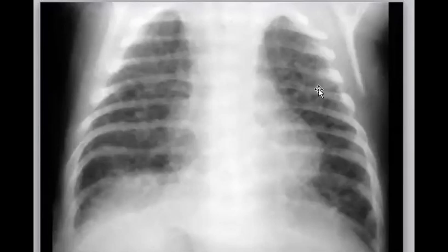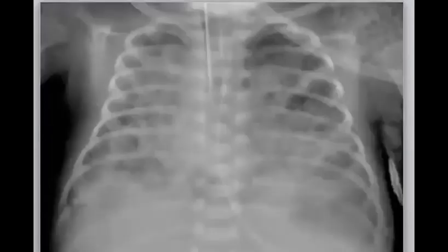So multiple lucencies. In your history, you'll ask about the prematurity. If this patient is premature, he most likely took therapy. And you can see here that he already has something. So it can be a complication of surfactant therapy. Yeah, either pulmonary interstitial emphysema or bronchopulmonary dysplasia.